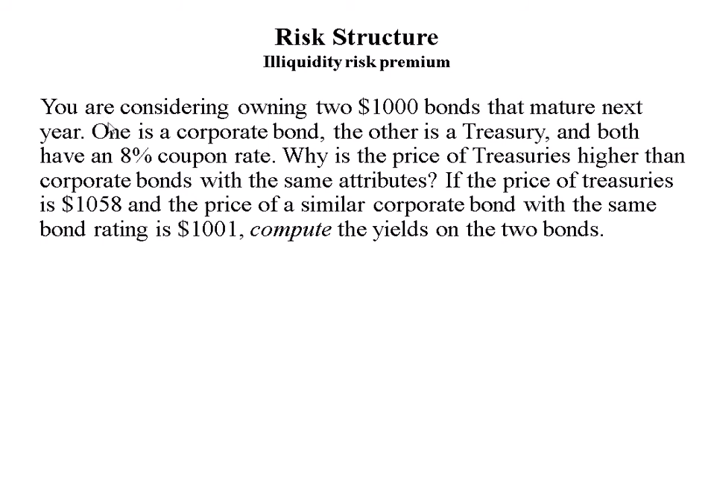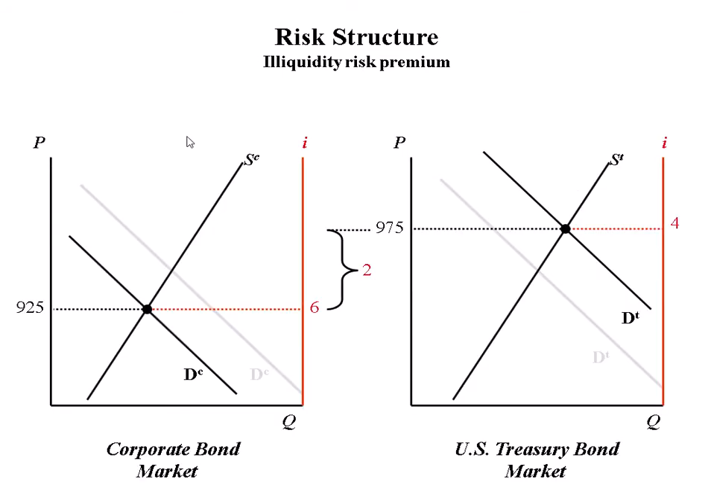So in this example, you're considering owning $1,000 bonds that mature next year. One is a corporate bond, the other is a treasury. And maybe this corporate bond, to control for default risk, maybe these corporate bonds are really high-grade corporate bonds in terms of really high AAA credit ratings, where people think they're not going to default, right? So that would mean the default risk is the same between the two. So we're not talking about junk bonds here, right?